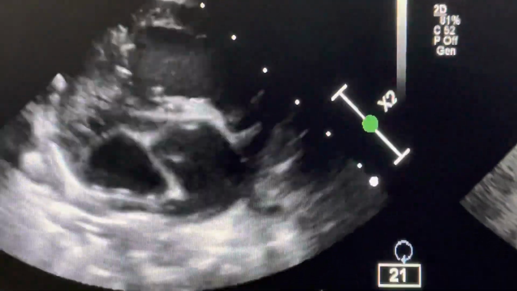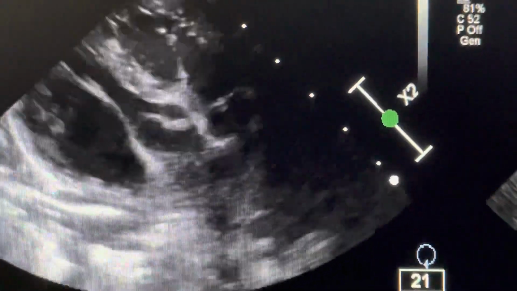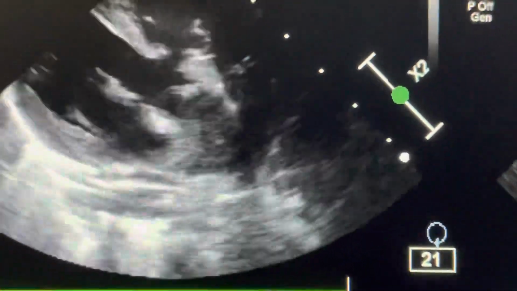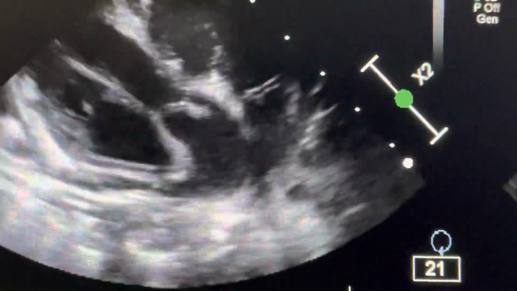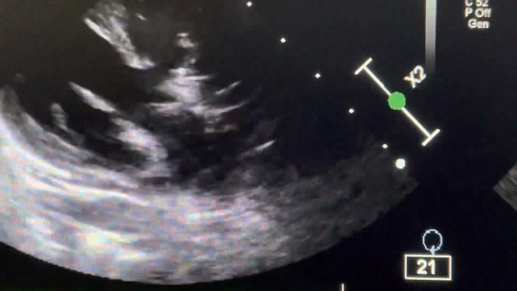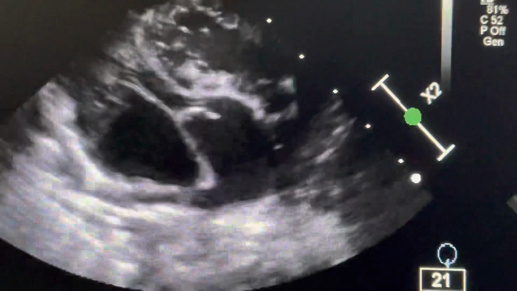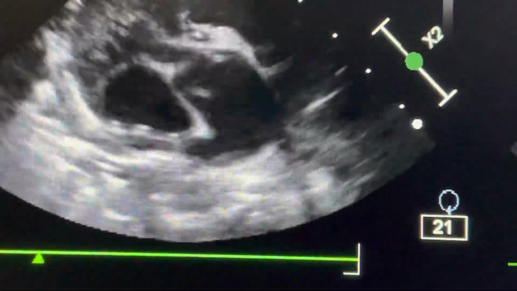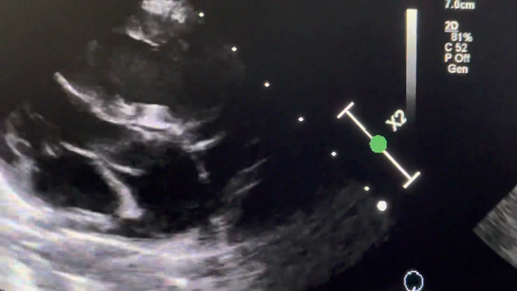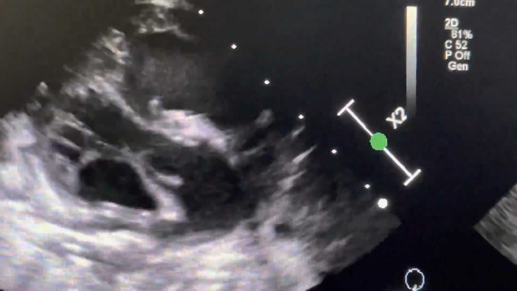Today I am going to discuss the D-transposition of great arteries. D means dextro, transposition means the aorta is coming from the right ventricle and the pulmonary artery is coming from the left ventricle, that is abnormal, that is reversed. So D means dextro, trans means abnormal, position means position.